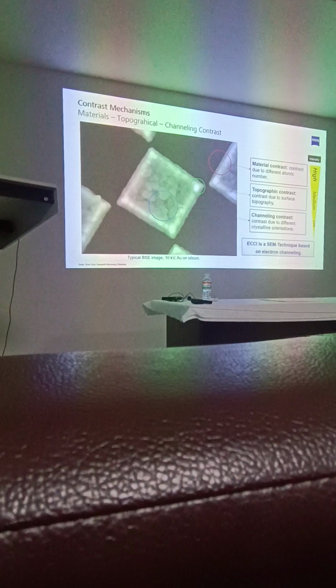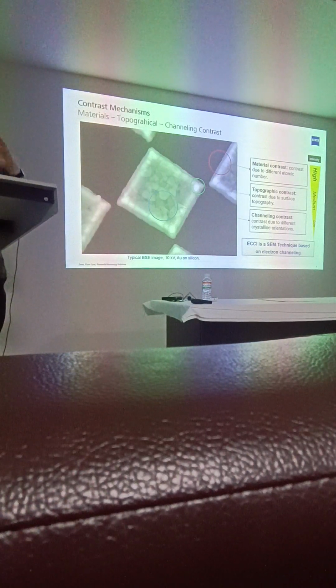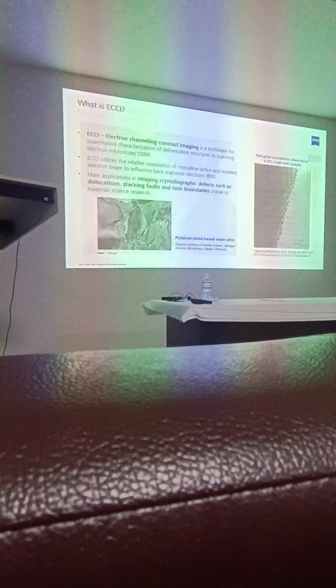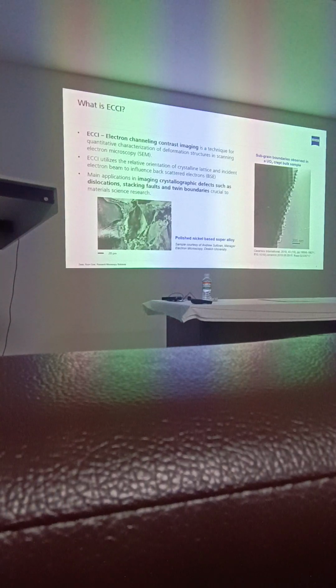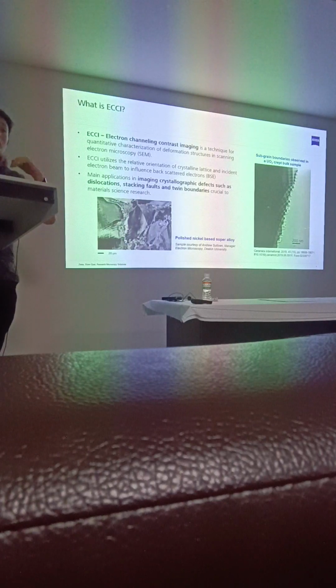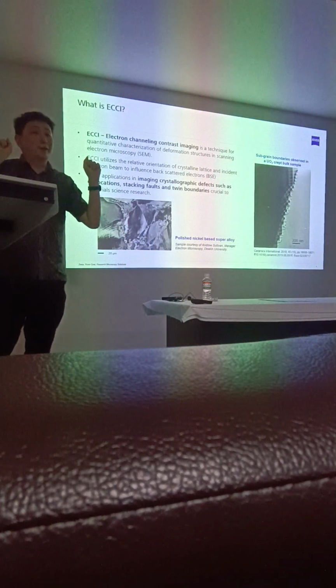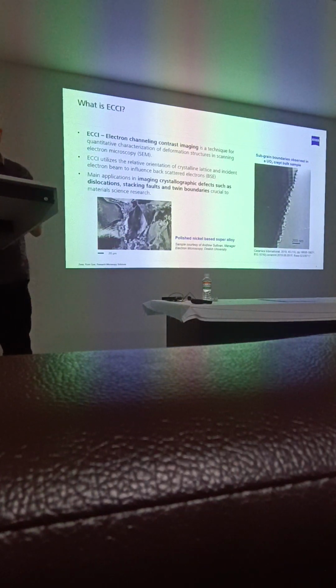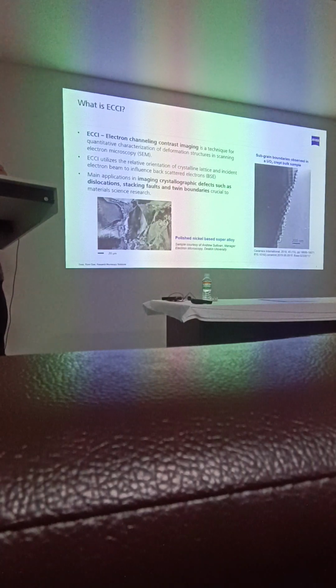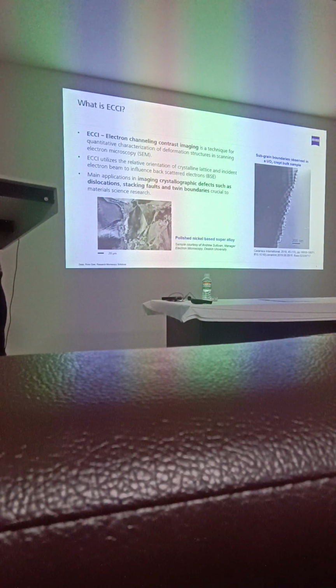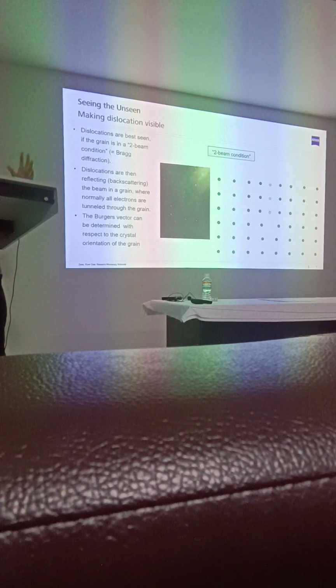I will skip this. We discussed yesterday 7 contrast mechanisms, and one of these is channeling contrast. But basically, Prof also already mentioned what cECCI is, electron channeling contrast imaging. So when electrons pass through because of the two beam condition, all the dislocations will be highlighted, right? All the defects will be highlighted, and this is what we want to see in the crystal source. So again, I call it seeing the unseen. You will see something that you are not supposed to see, and that is the defects, right?